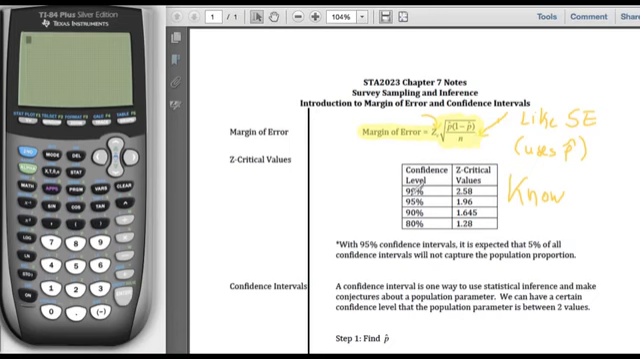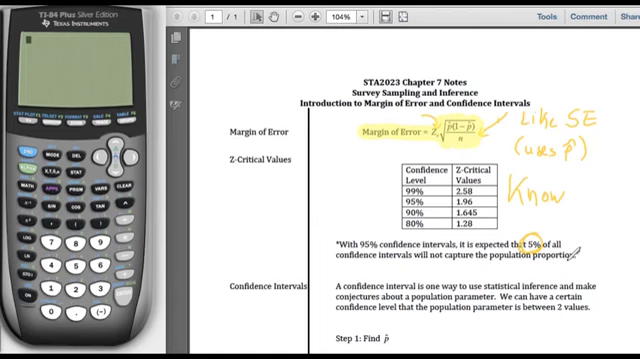Now, what these levels of confidence tell us is how confident we can be in our assertion. For example, with a 95% confidence interval, we can be 95% confident that our methods have calculated the correct population number. But we're not 100% confident. 5% is left over. It's expected that 5% of all of these 95% confidence intervals will not capture the population proportion.